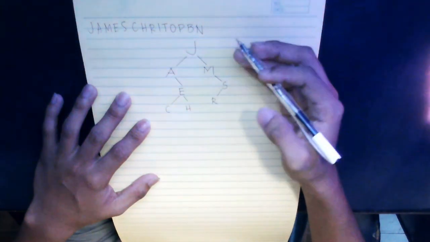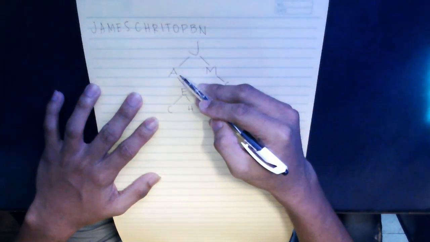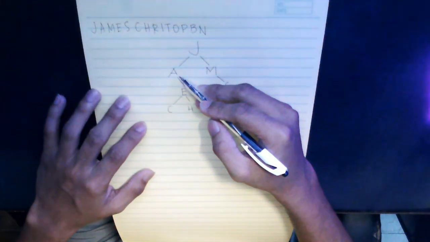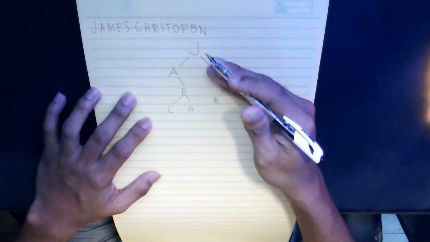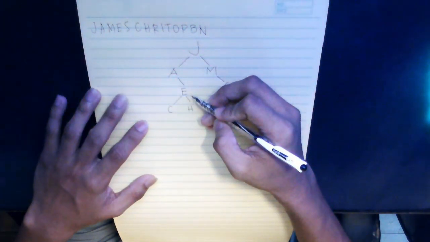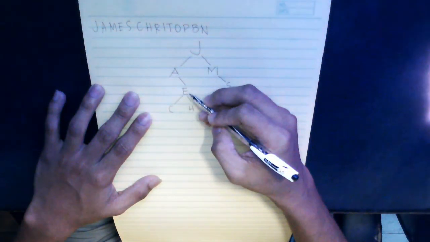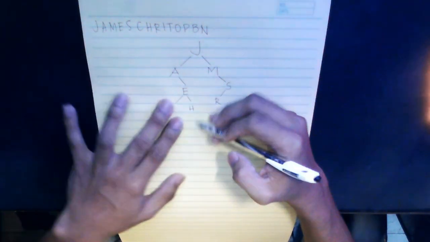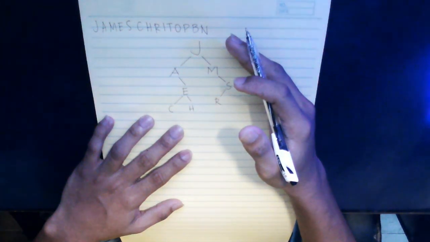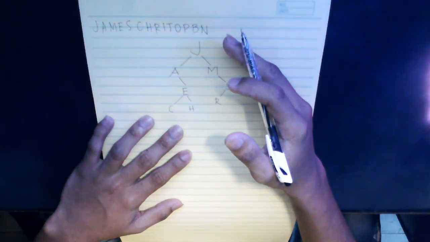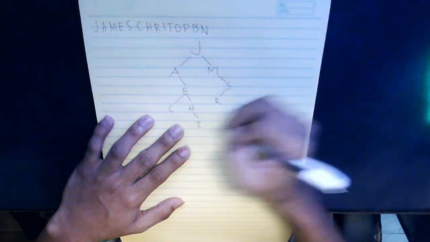Next letter is letter I. Comparing I to J, I is less than J. A is already sitting at the left child of J, so we're going to compare it. I is greater than A, so we're going to put it on the right child of A. But since E is already sitting there, we're going to compare it here. I is greater than E, so it's going to the right child of E. But since H is already there, we're going to compare it with I. So I compared to H, I is greater than H, so I will be the right child of H.